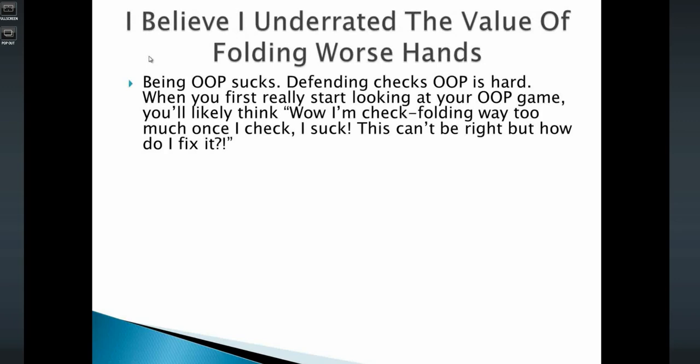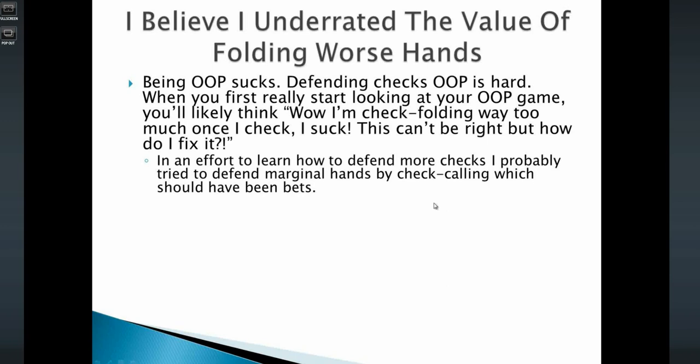Being out of position sucks. Defending checks out of position is hard. When you first really start looking at your out of position game, you'll likely think, wow, I'm check folding way too much. Once I check, I suck. This can't be right, but how do I fix it? It's very, very hard to fix this, and there's not usually a lot of helpful material to help you fix this. So it's a really big problem, and I didn't know exactly what to do with it when I first encountered it.